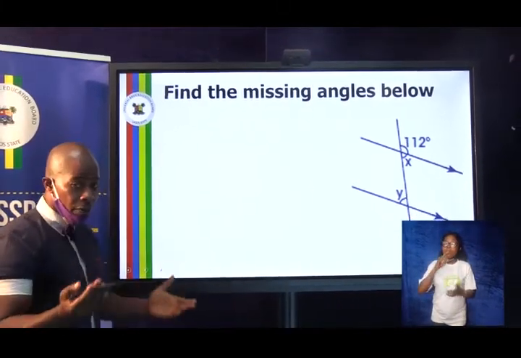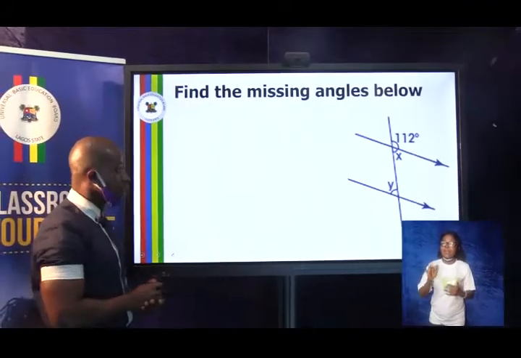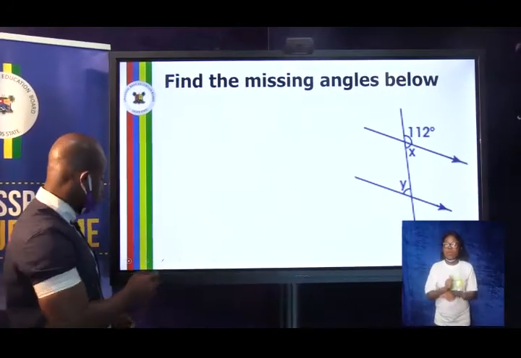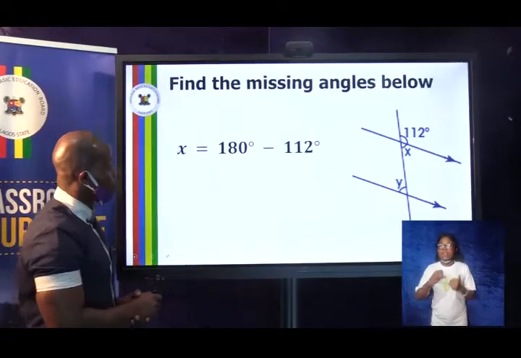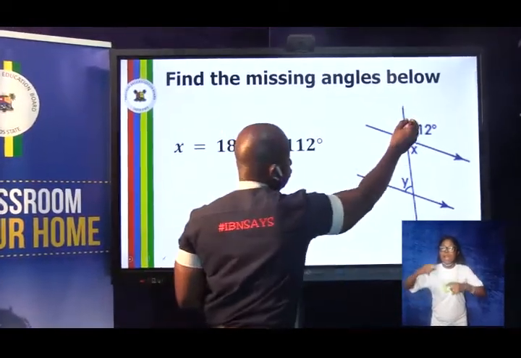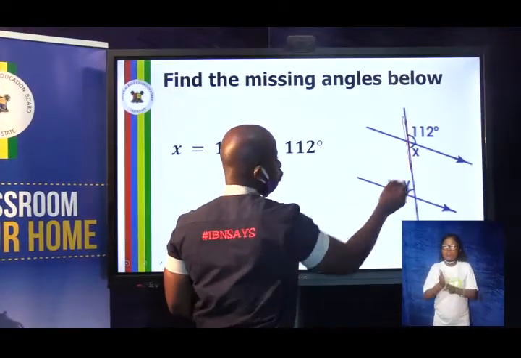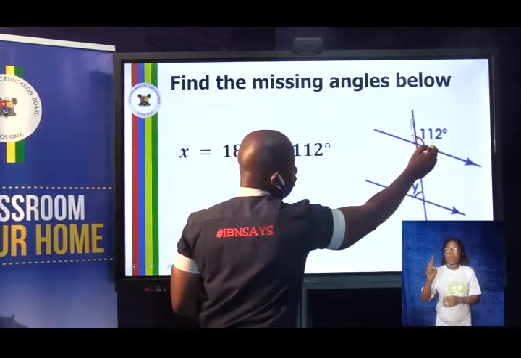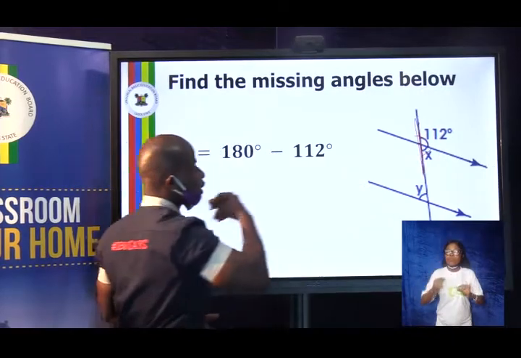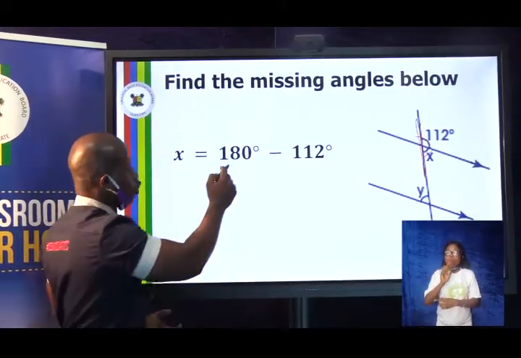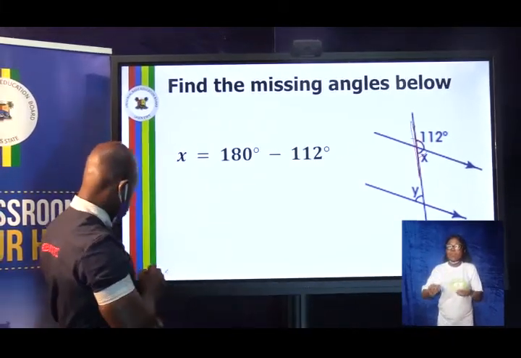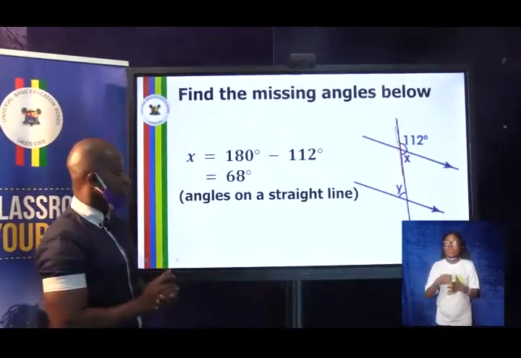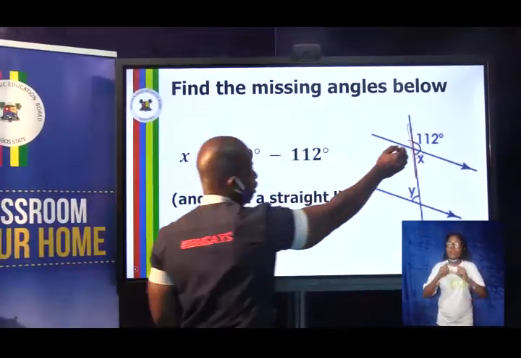Alrighty then, I believe you have your answer by now. Let's just see how it's worked out. On this line, angles on a straight line is 180 degrees. So if this is 112, the remaining we have to subtract from 180 to know the remaining. So we subtract 112 from 180 and we get 68 because they are angles on a straight line.